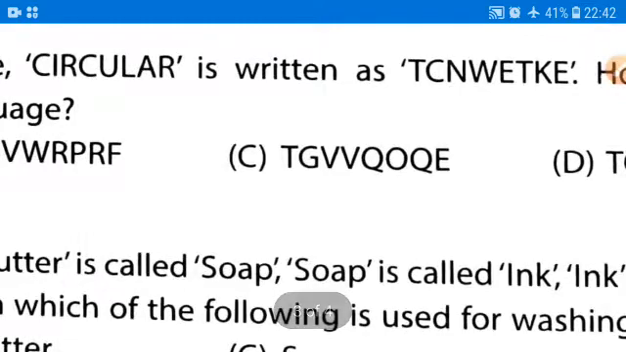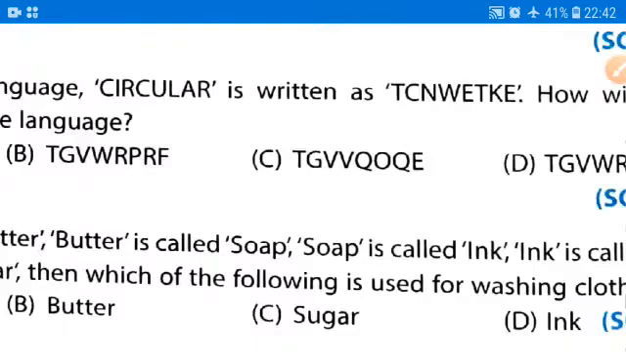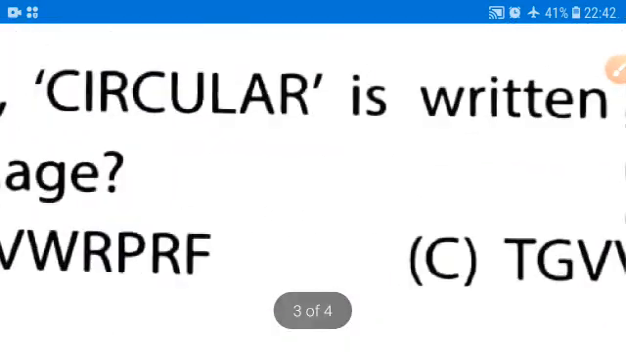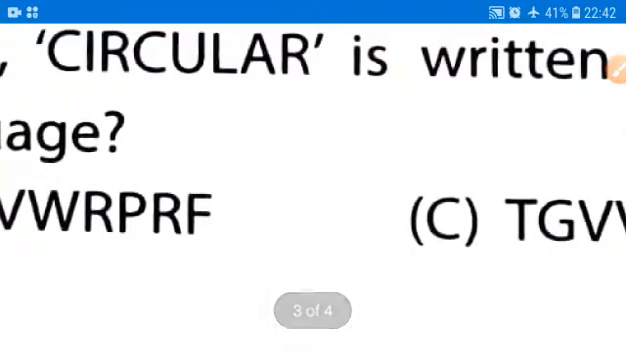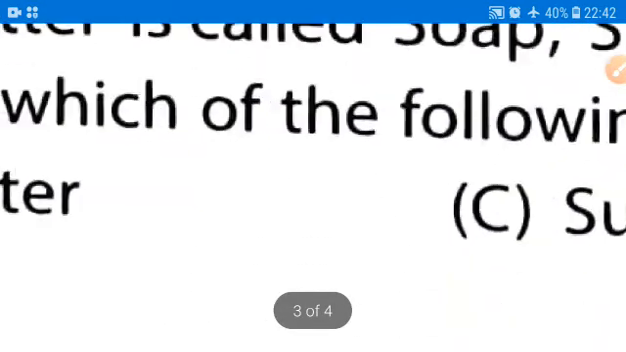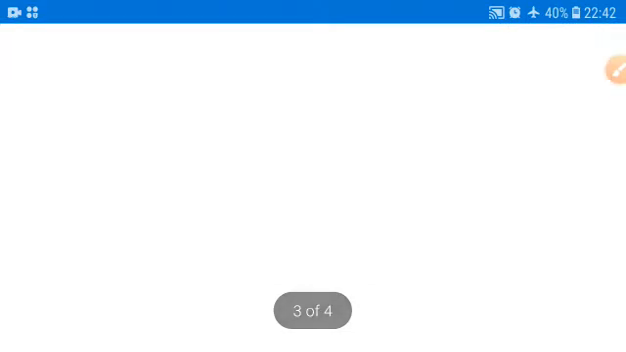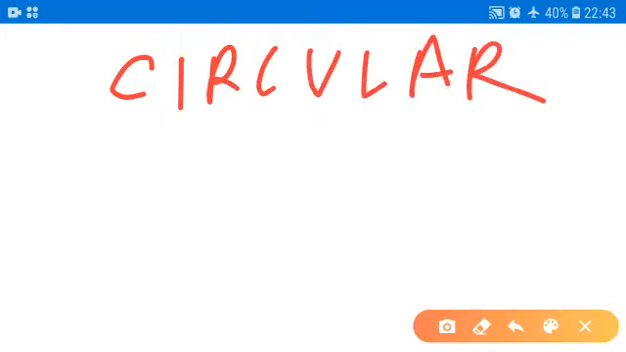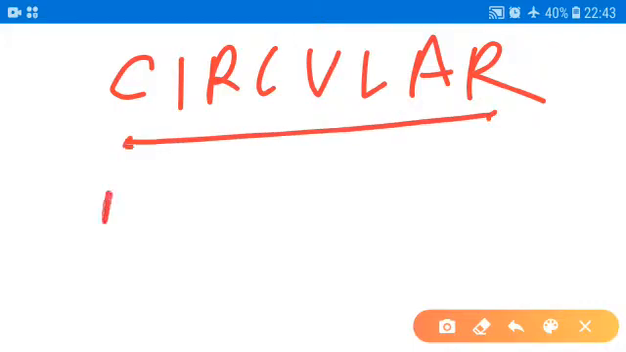So circular is written as TCNWETK. Now let us check how this code is formed. First, we are reversing it, writing circular in reverse order. First we have written circular, and we have reversed the order from here to here.